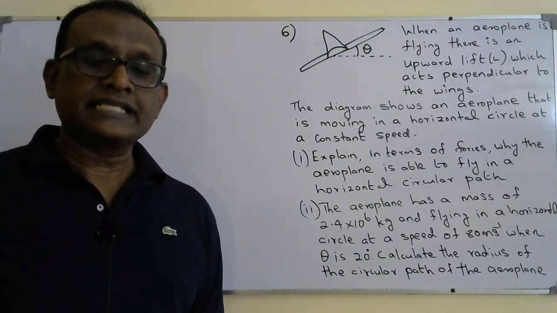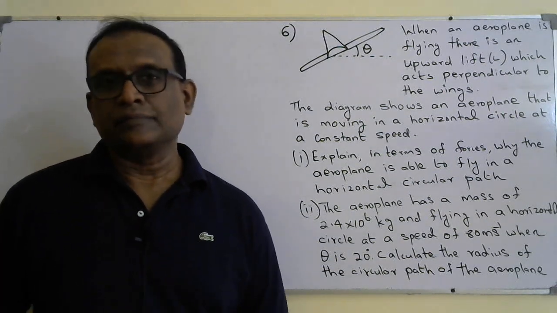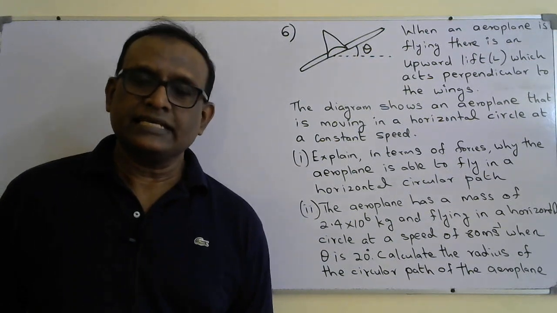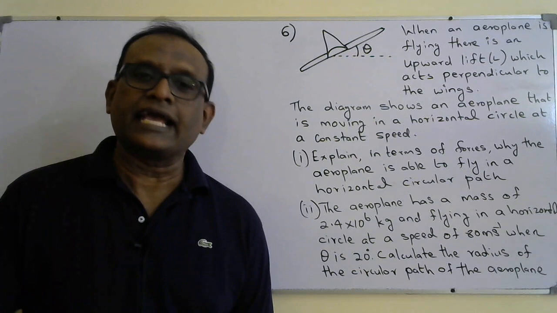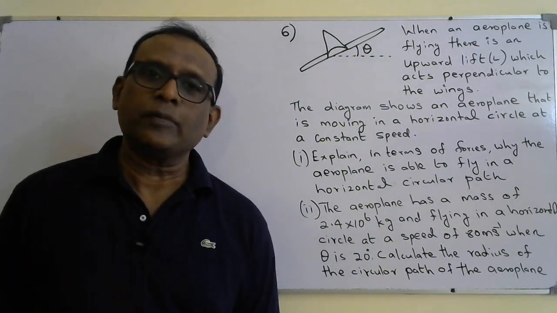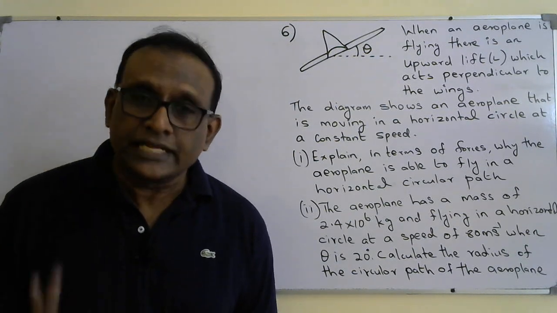Okay, so this is the sixth question, about circular motion of an aeroplane. It's like a motion on a banked track. Here they are saying the aeroplane is flying on a horizontal circle. So again, there is no resultant vertical force, something like a conical pendulum. But there will be a lift. Yeah, that is due to Bernoulli's principle.